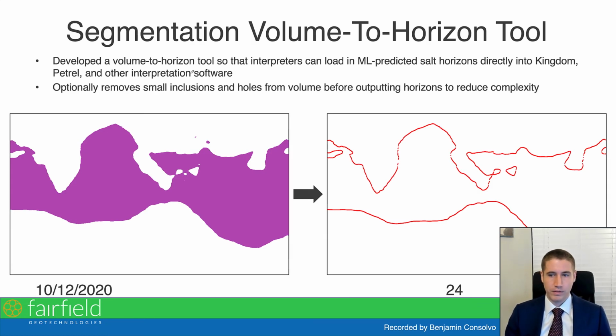Now that we have this output from machine learning, it comes out in the form of a mask of 1s for salt and 0s for sediment. However, it is easier in most modern interpretation packages to work with horizons or boundaries rather than a mask of 1s and 0s. So I just developed a small tool in Python that transforms the mask output to horizons for interpretation packages. I also added the ability to optionally remove small holes and inclusions that are output by the machine learning, because the horizons can become very multi-valued in Z and become needlessly complicated.